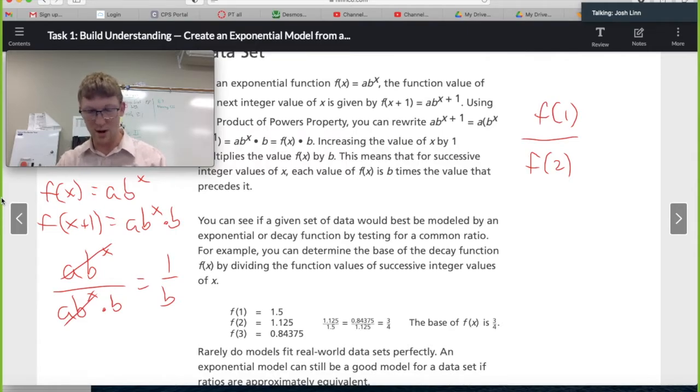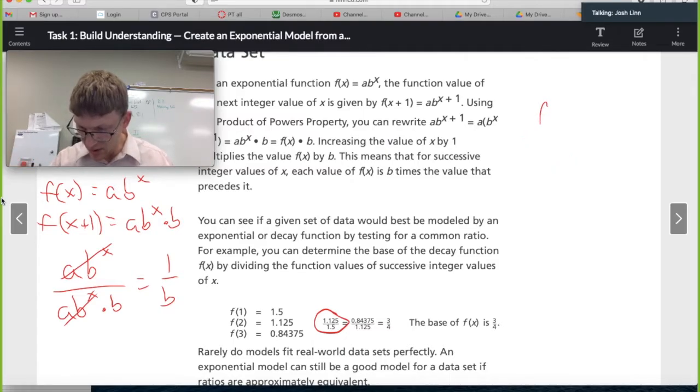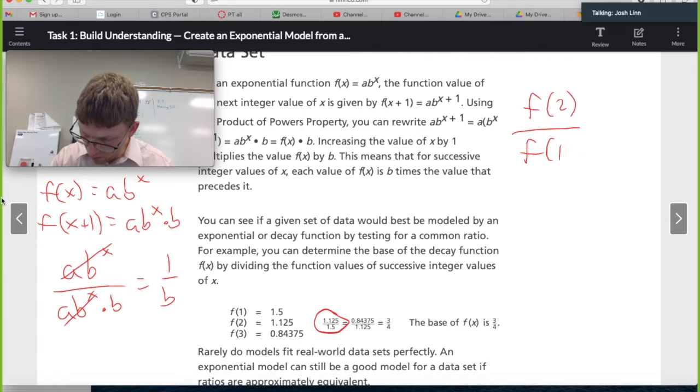Or we can switch that around, and then we'd have the b on top. So looks like that's probably more so what we should do, right? We're looking for this b. So instead of putting f of x over f of x plus 1, we should do what they did, imagine that. And we should do f of 2 on top. So f of 2 over f of 1.